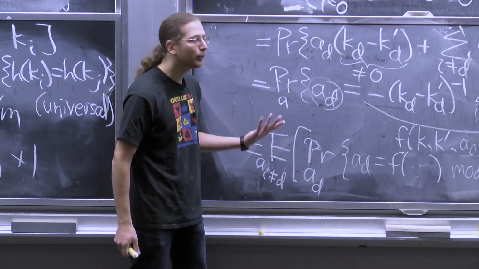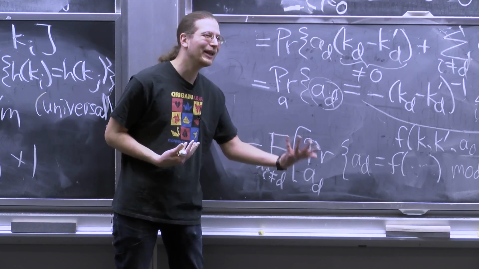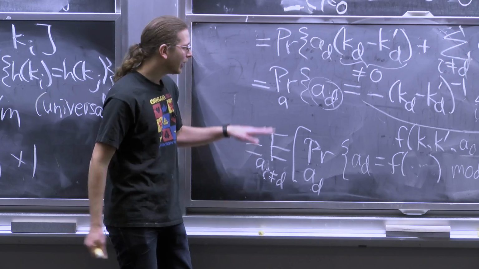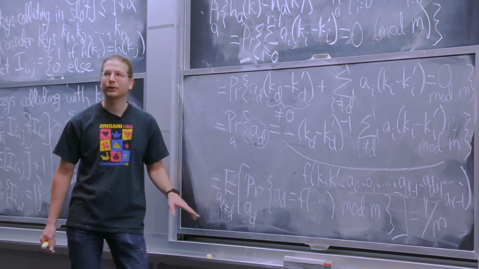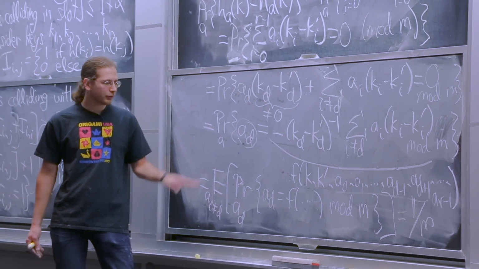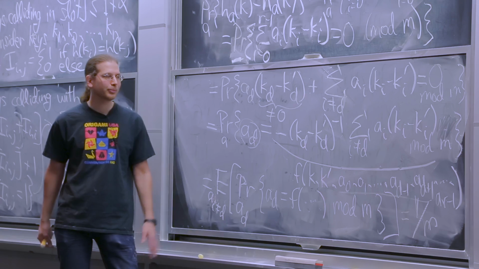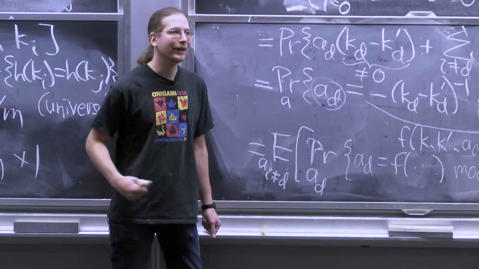And you have to do something with the other AIs, because they're random. You can't just say, what's the probability of AD equaling a random variable? That's a little sketchy. I wanted to have no random variables overall, so I have to bind those variables with something. But to make this algebraically correct, I need to say what the AIs I not equal to D are doing.